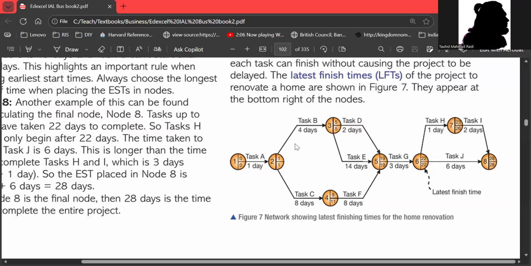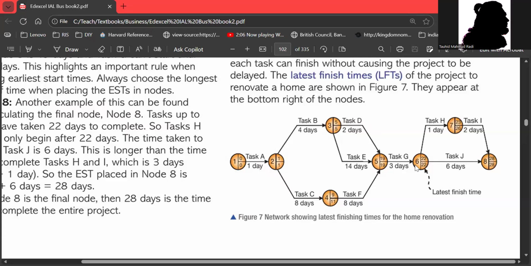See over here, it's 5 plus 2, 7. So we're not putting 7 over here. 5 plus 14 is 19. See, 19 is written in the EST part because this is the highest number. Then over here, 9 plus 8 is 17, still lower than 19. So we'll definitely be taking 19.